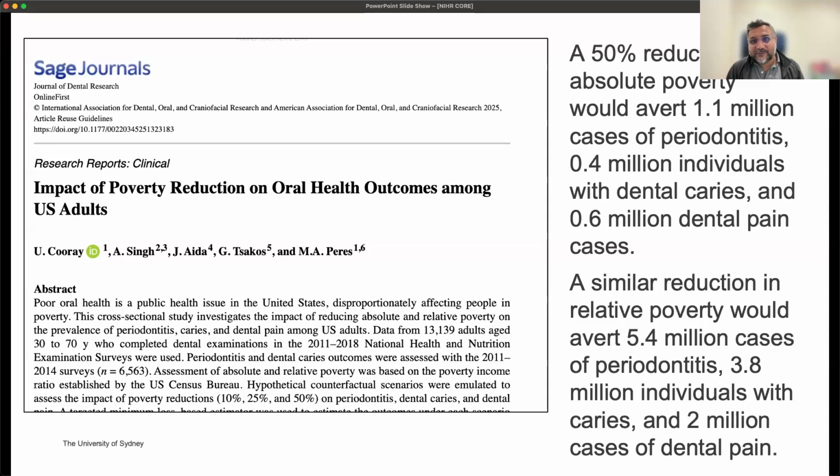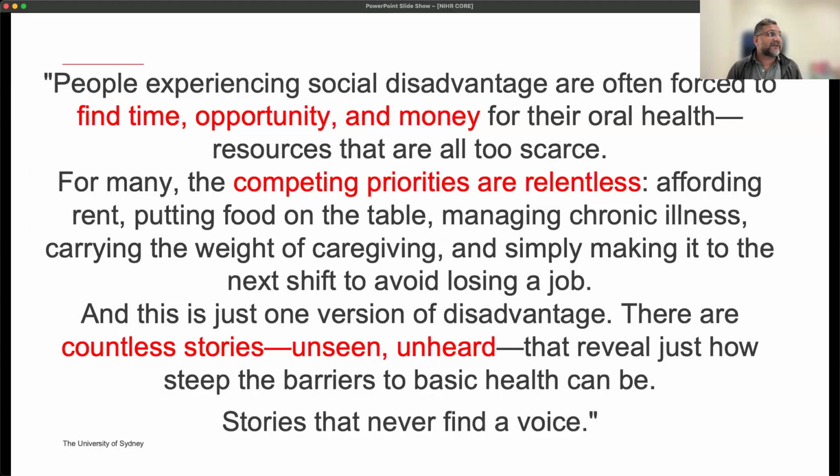So we all know poverty can be addressed, and we all know high-income countries have enough resources to address it. But there is the lack of willpower, there's the lack of politics to do that. And this is just an example, a counterfactual scenario, of what's going to happen if it was adjusted, the benefit at a population level. But people experiencing social disadvantage are often forced to find time, opportunity, and money.